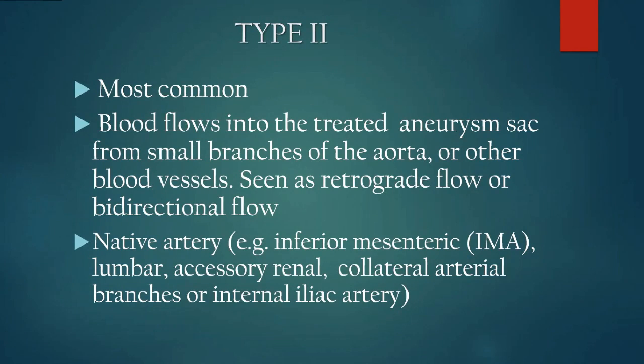Like I mentioned, type 2 are the most common type of endoleaks that we see as sonographers. Blood flows into the treated aneurysm sac from small branches of the aorta or other blood vessels. They're seen as retrograde or bidirectional flow. Again, it's native artery feeding that aneurysm sac, and it's either the IMA, your inferior mesenteric artery, a lumbar, an accessory renal, collateral arterial branches, or internal iliac artery.